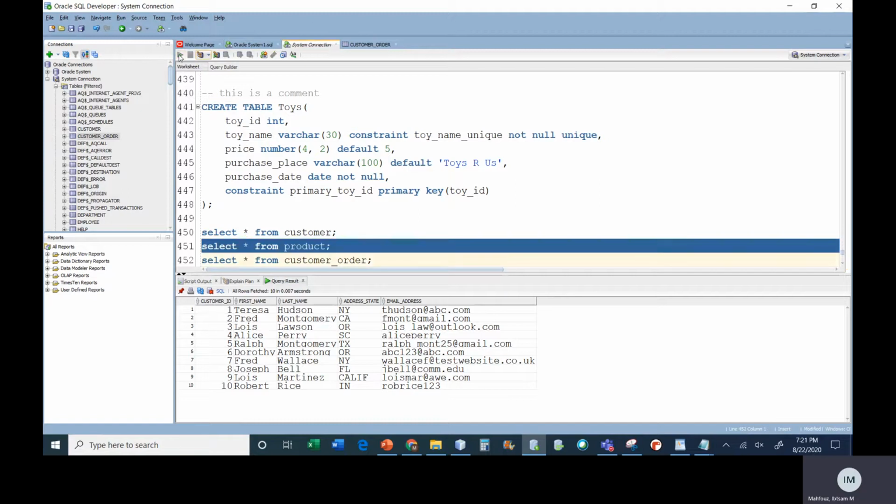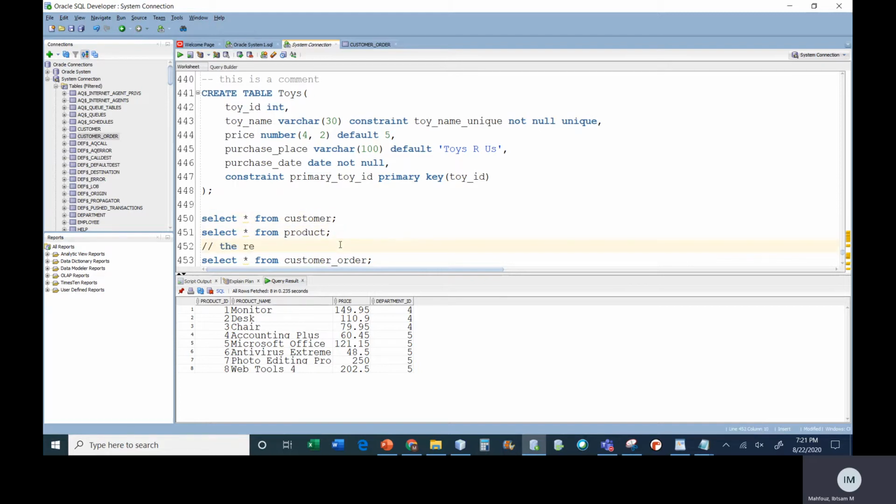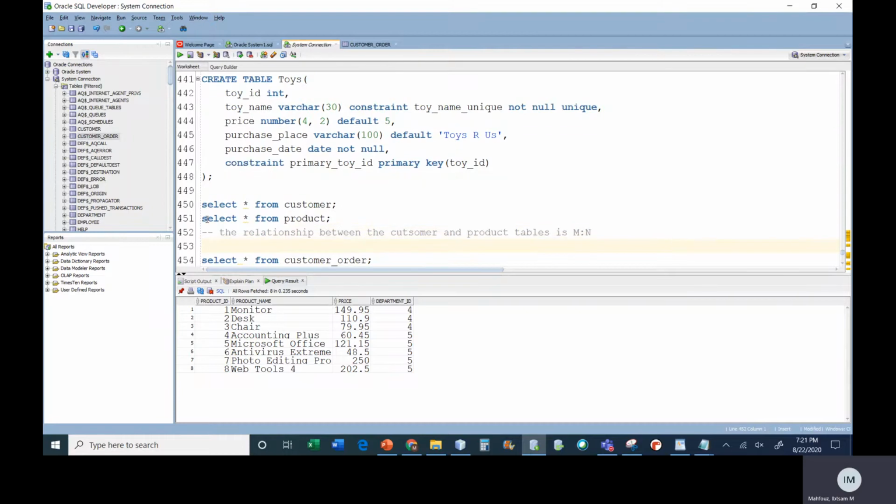Now, what is the relationship between the customer and the product table? Well, the customer can order many products, and a product can be ordered by many customers. So we say that the relationship, and to make comments, we use two dashes, the relationship between the customer and product tables or entities is many to many. And so you see that the customer table didn't store any product information. The product table doesn't store any customer information.